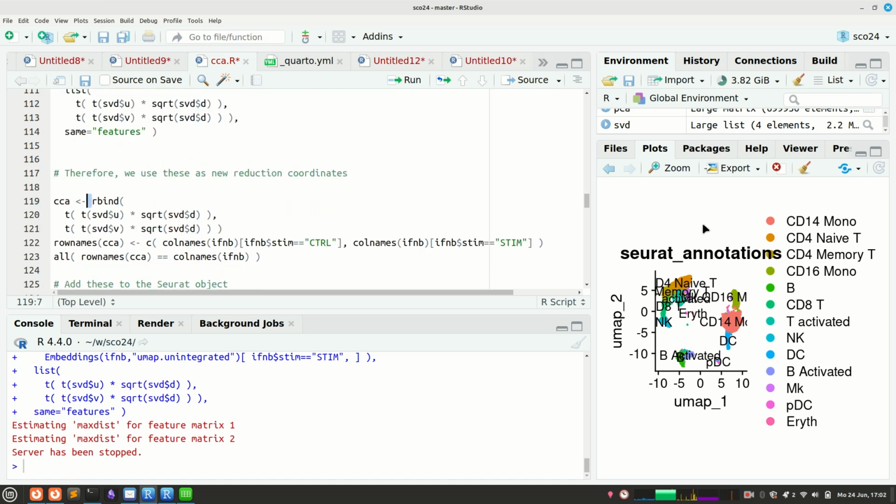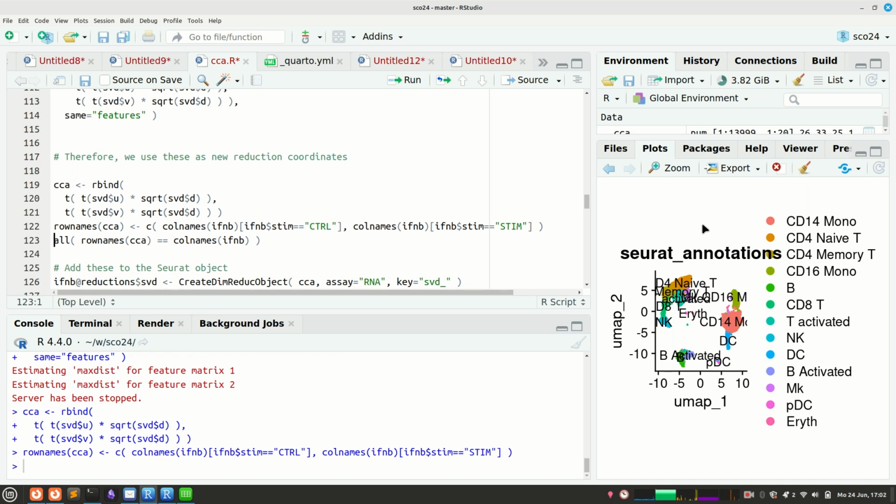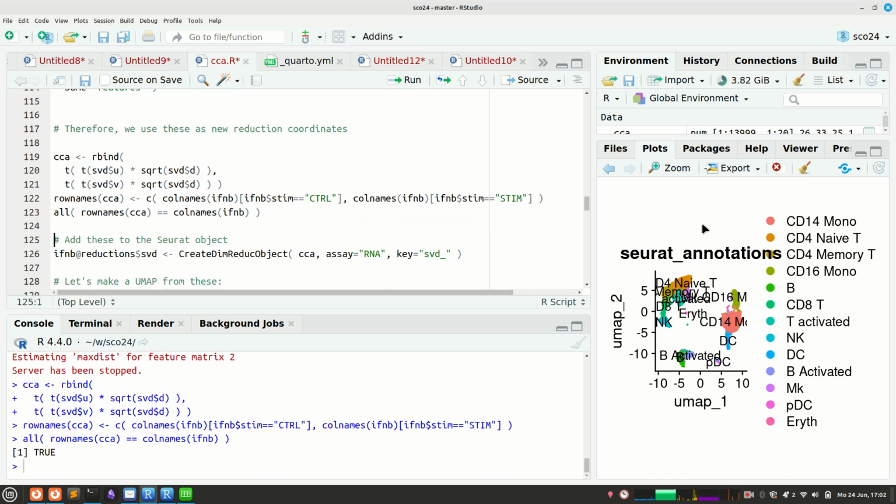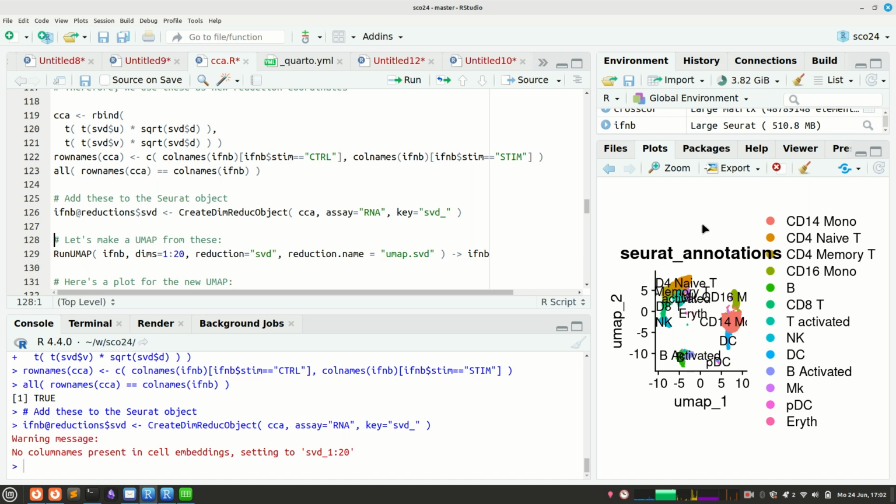So I do this now. I put these two matrices below each other, and say this is the matrix for the control, this is stimulated. If I put them below each other I have the matrix for all of them, which is why I make here the row bind. I make sure that my row names are still all in the right order, and I assign this as another reduction to my interferon D object.